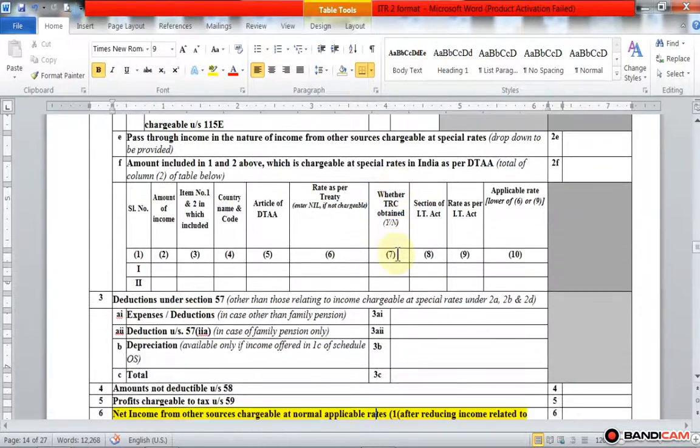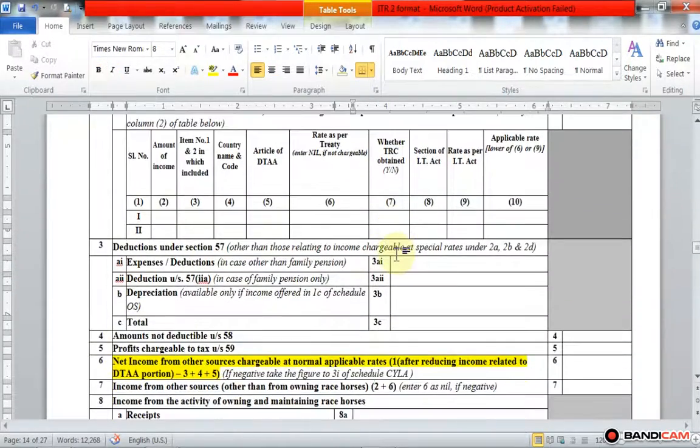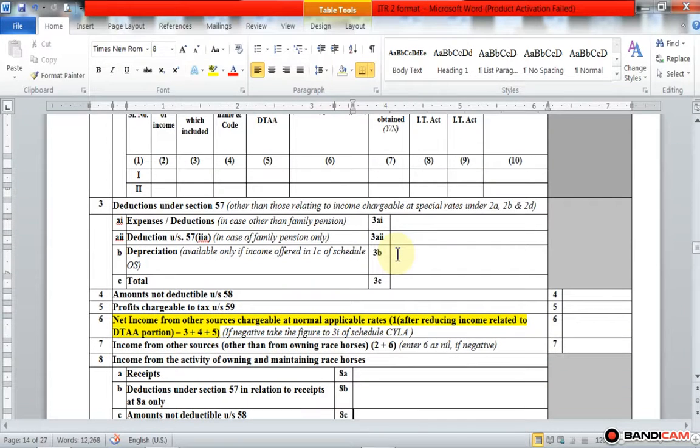त्याच्यानंतर आपण काय पाहिलं तर डिडक्शन्स अंडर सेक्शन 57 पाहिलं. ओके, त्यामध्ये काय काय इन्क्ल्यूड आहे, काय काय नाही. तर डिडक्शन अंडर सेक्शन 57 इन रिस्पेक्ट ऑफ income chargeable to the special rate under section 2A, 2B, 2D. Okay, so deduction under section 57 subsection 2A is relating to the family pension only.